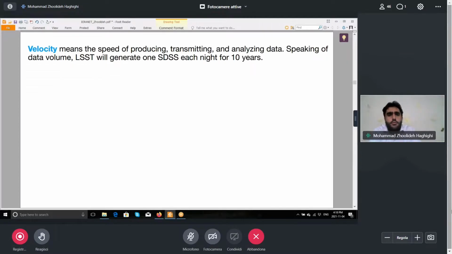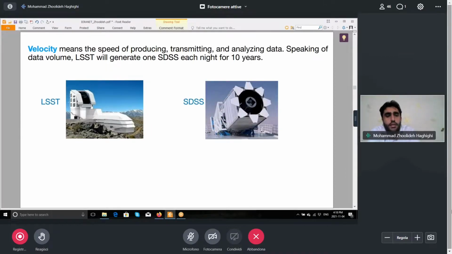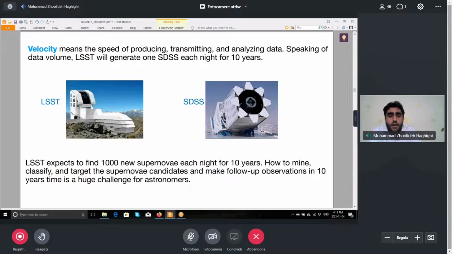Velocity. Velocity means the speed of producing, transmitting, and analyzing. And to have a sense about velocity, for example, LSST will generate one SDSS each night, and it will continue for 10 years. Every night, each observation of LSST is equal to SDSS. And here you can see LSST and SDSS, for example, and LSST expects to find around 1,000 new supernovae each night. And as I said, it will continue for 10 years. This velocity of data production is unbelievably high.